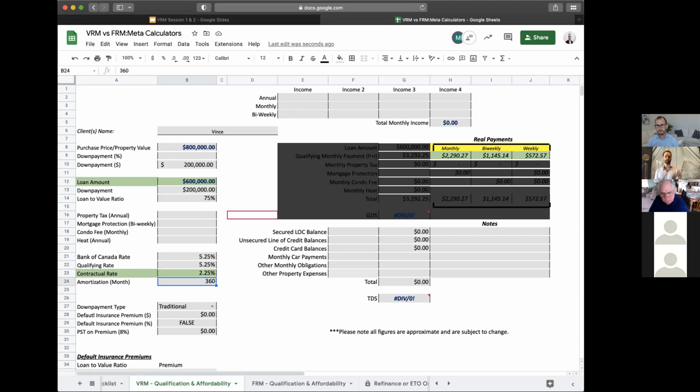What happens if you put it up another 0.5 point? Okay, let's have a look. 2.5. It's another $75. So it's $150 a month. Yeah. Okay. So $150 a month.